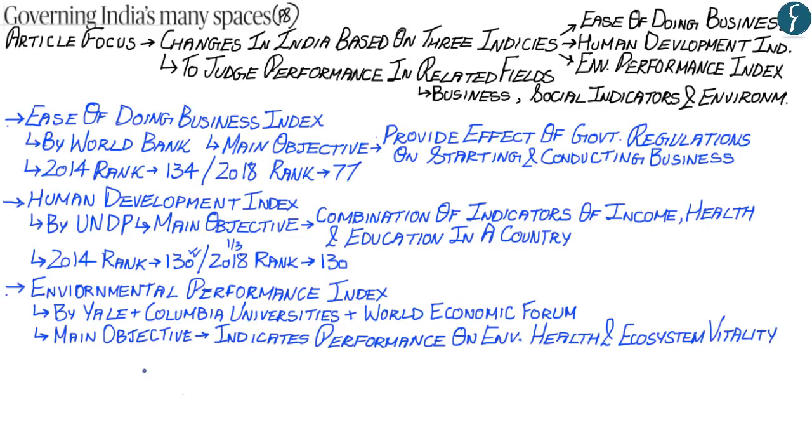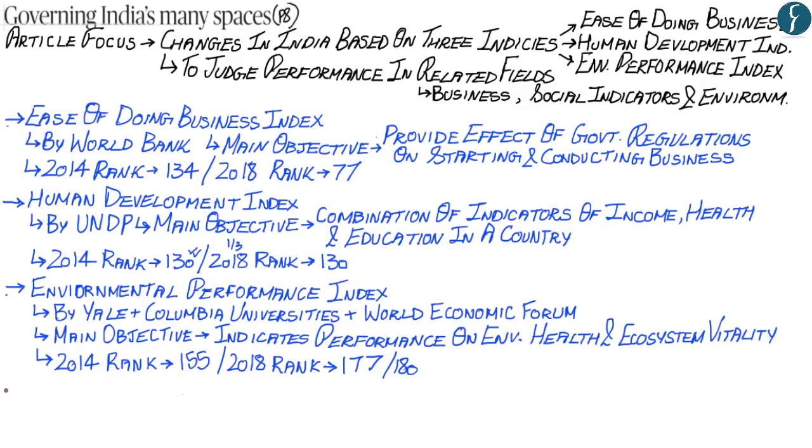What the author is showing in the Environmental Performance Index is that India's ranking in 2014 was 155. However, in 2018, India's rank has actually fallen to 177. Therefore, the Environmental Performance Index has shown that India is among the worst performing countries on the environmental front, ranked 177 out of 180 countries.